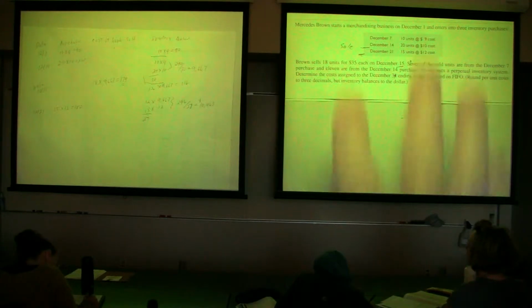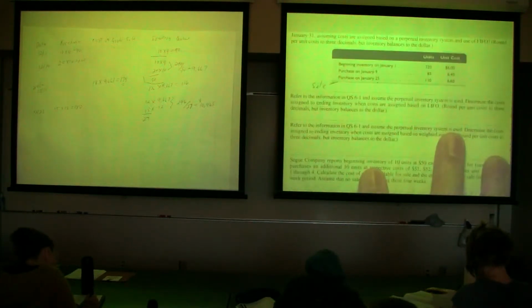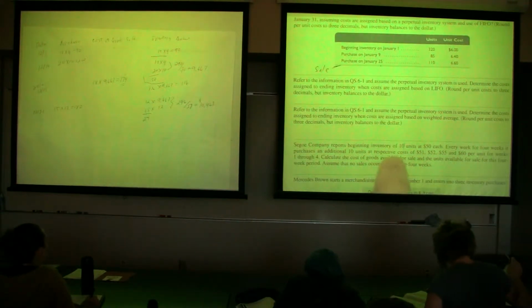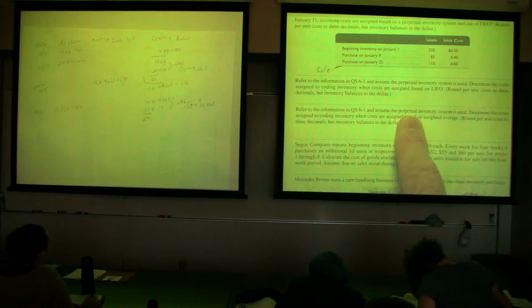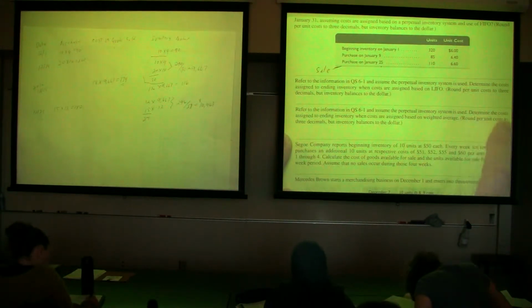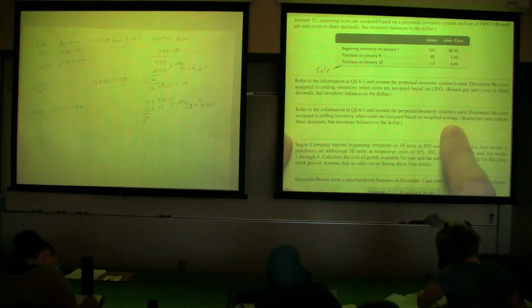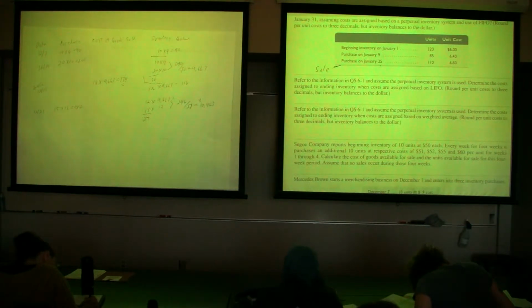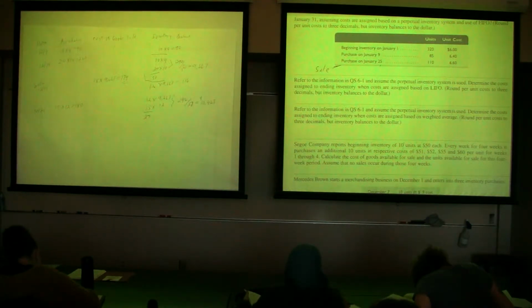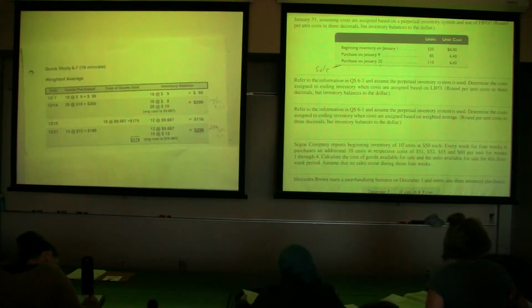And what it will ask you to do is use the information that we've been working with back here in 6.1. So here is 6.3, and it will say, refer to Quick Study 6-1. That's this one. Assuming the perpetual inventory system, determine the cost assigned to ending inventory, and costs are assigned on the basis of the weighted average. So let me put that up there. I'll put this up as a template if you want something to refer to.